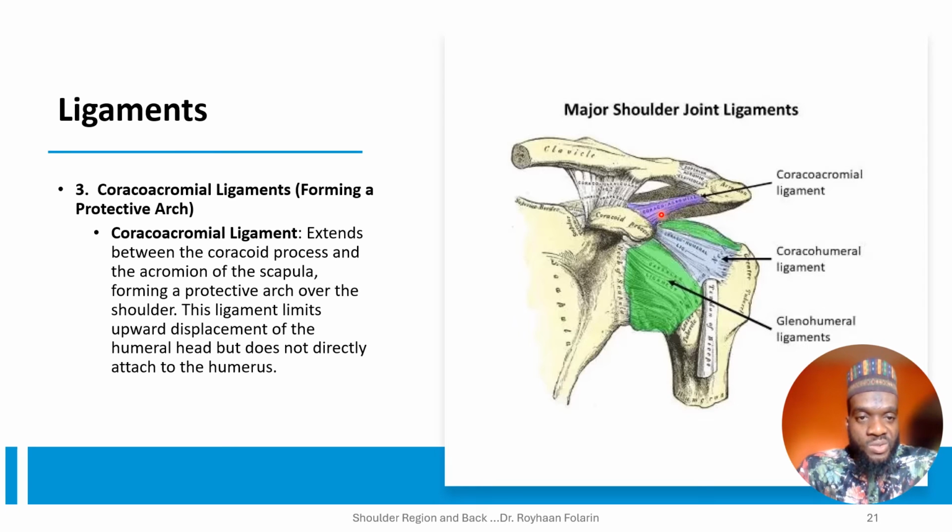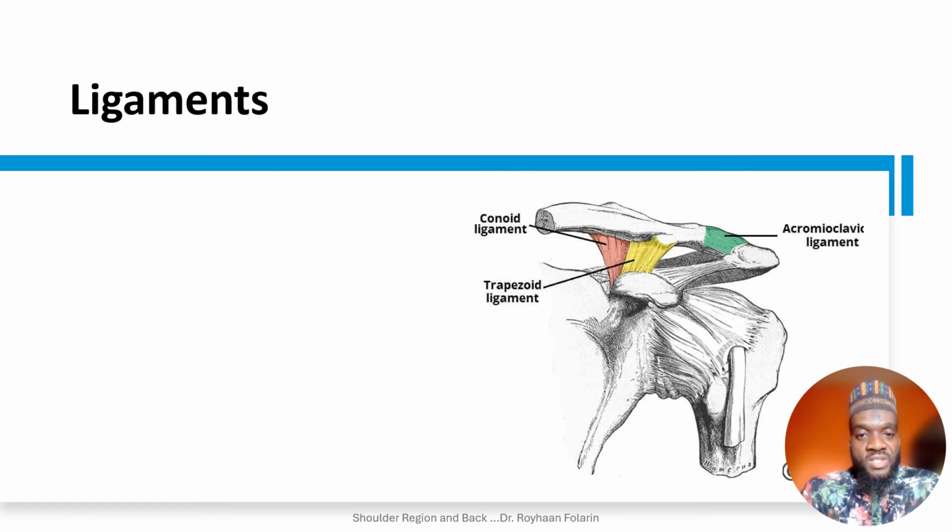So it extends between the coracoid process and the acromion of the scapula. So this ligament limits the upward displacement of the head of the humerus. Alright, even though it does not directly attach to the humerus, whenever there is a need for the head of the humerus to move up, perhaps during abduction or during elevation of the shoulder, the coracoacromial ligament serves as a protective arch to keep it within range and prevent it from going out of range.